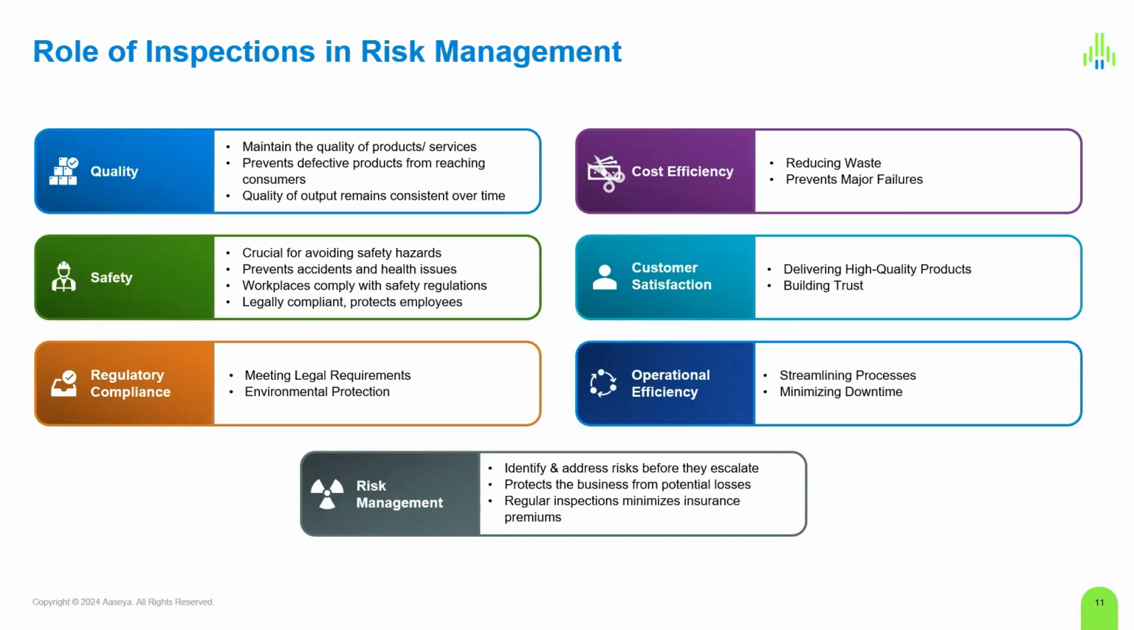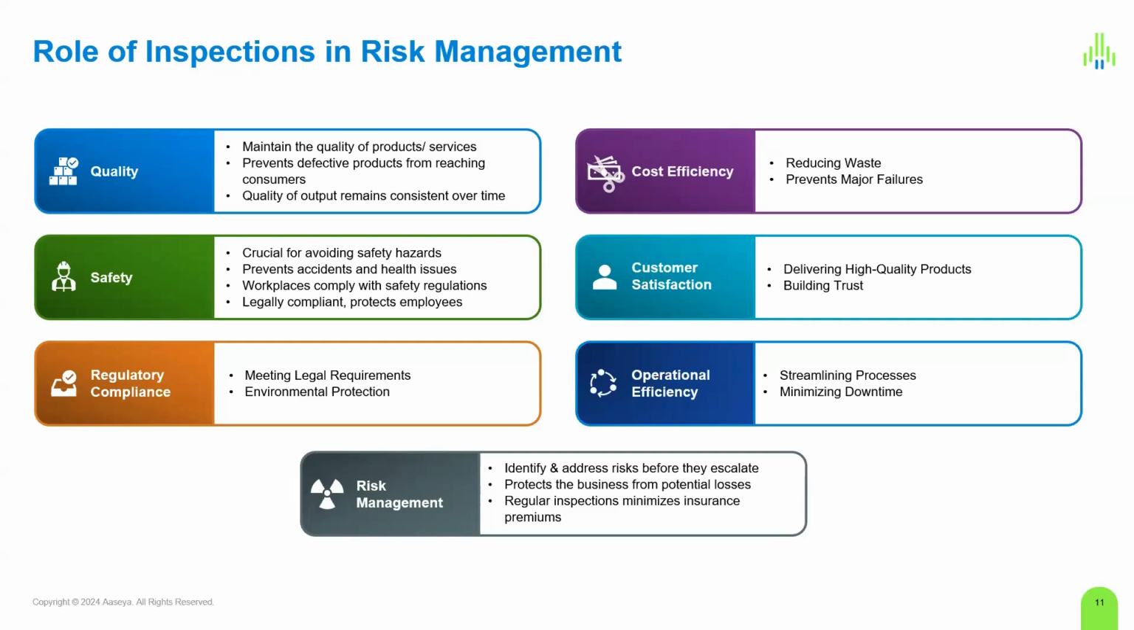Second, safety. In industries like manufacturing, construction, or production, inspections are crucial for identifying potential safety hazards. This helps in preventing accidents, injuries, or health issues. Third, regulatory compliance. Many industries are governed by strict safety, environmental, and quality regulations. Regular inspections ensure that companies comply with these legal requirements, reducing the risk of fines, legal action, or shutdowns.